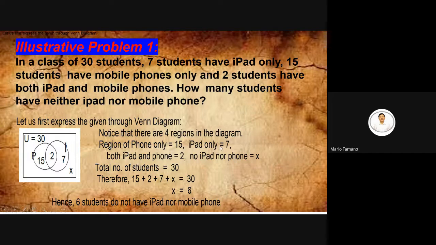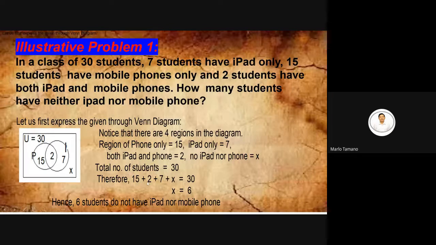Region for the iPad only, that is 7. And both iPad and phone, region 2. Yan po yung intersection. No iPad nor phone, that is X. It represents X. We do not know the answer for this X. Total number of students, remember that is 30. So makukuha lang po natin ito, yung X, yung bilang po ng estudyante na walang iPad, ganun din walang mobile, sa pamamagitan ng pagsusubtract.